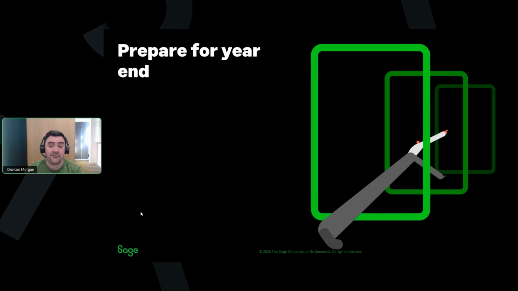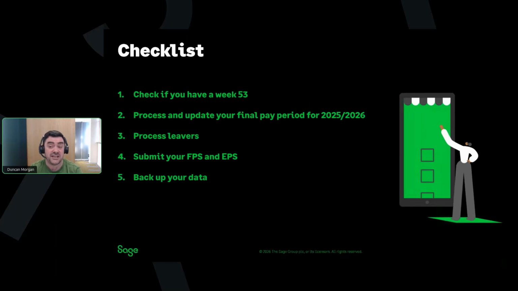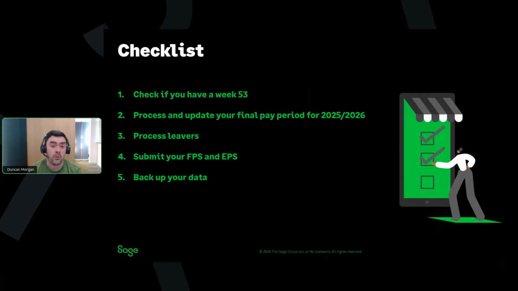So we're going to work through a 5-step checklist. So let's take a look at those steps now. Now, step number 1 only applies to you if you run a weekly, fortnightly, or 4-weekly payroll, and that is to check if you will have a week 53 this tax year. If you pay all your staff monthly, you can ignore step 1, you can move straight on to the second step. Step 2 will be to process and update records for your final pay period of 2025 to 26. So check your calendar now and work out what your last pay date of the tax year will be.